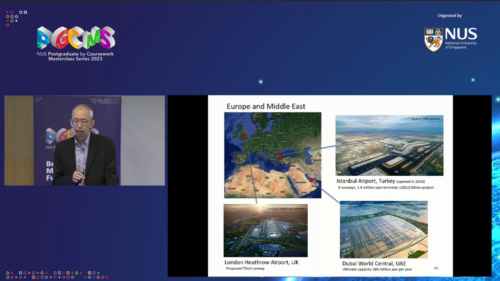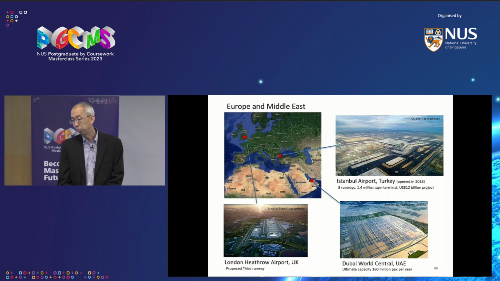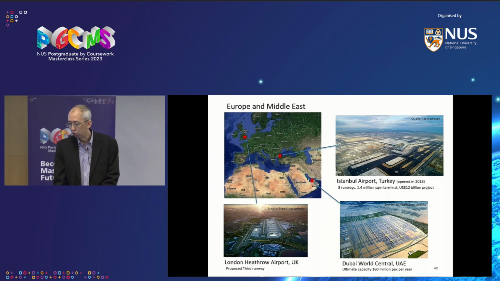So on the left-hand side of the picture is the 3rd runway which they're attempting to build. Top right, you see Istanbul Airport, opened in 2018. 3 runways, 1.4 million square meters, terminal, $12 billion, just opened. I think Istanbul Airport is going to give Dubai and Qatar a run for their money. So if you fly Turkish Airways and you connect through Istanbul, that's the airport that you'll be using.